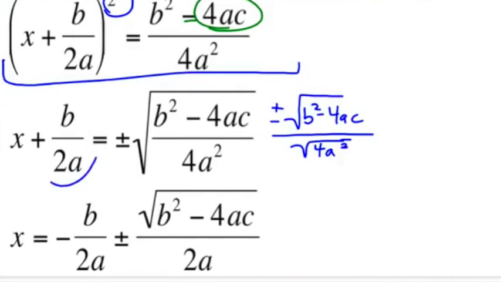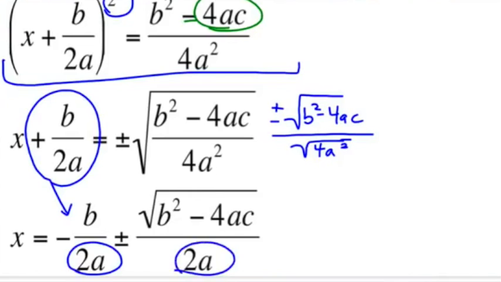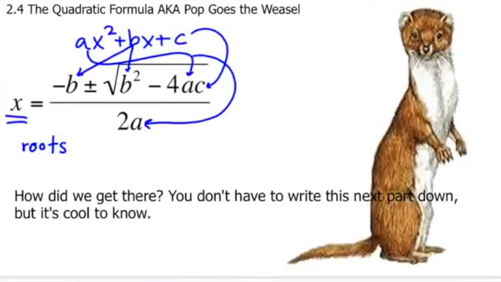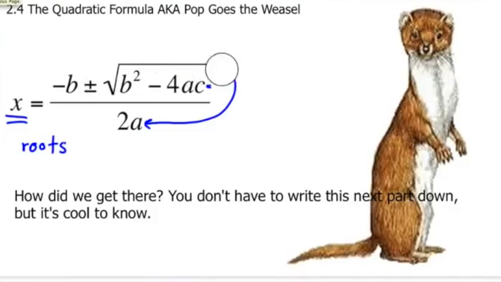Now the last step is to move my b over 2a over to the right-hand side, so that's going to make it a negative b over 2a. And we notice I have common denominators, so that I can combine everything together to get me my formula of x equals negative b plus or minus the square root of b squared minus 4ac all over 2a.